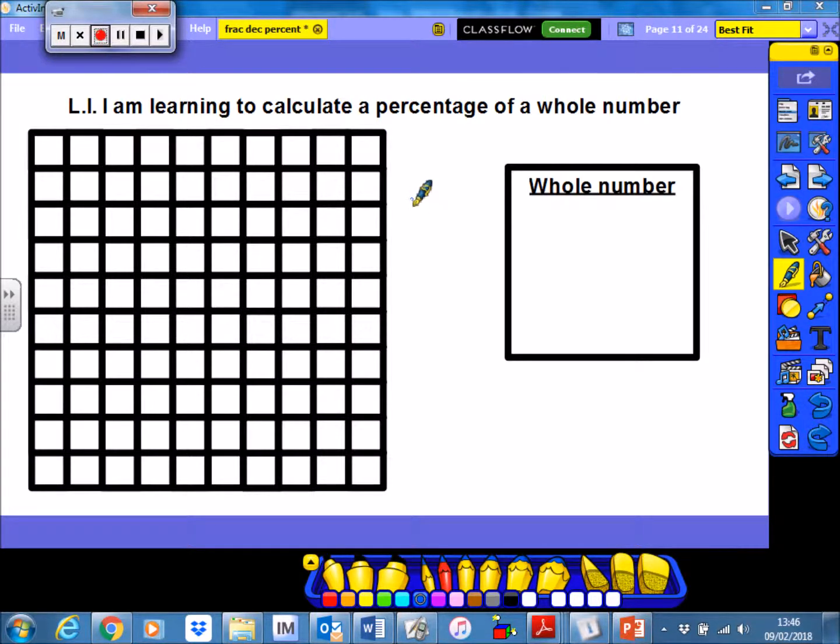So a percentage is just a fraction out of 100. So if I take a whole number and then split it into 100 parts, I am working out a percentage of that whole number. So if my whole number is 100 and I split 100 into 100 parts, then one part would be 1%. So 1% of the number would be 1. 2% of the number would be 2. 50% of the number would be 50.